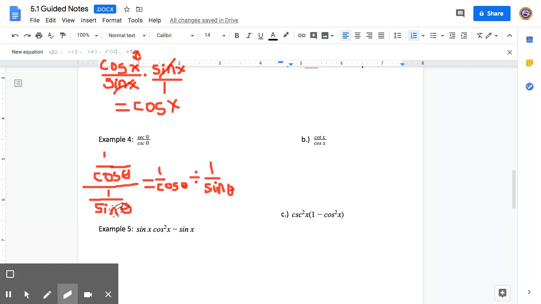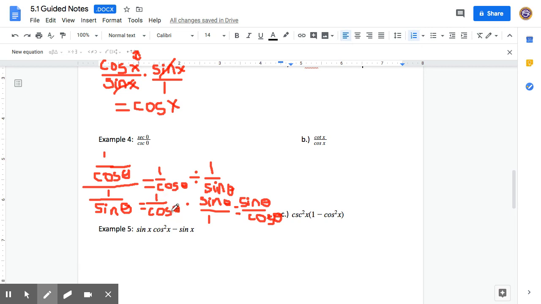So if you remember anything about dividing fractions, 1 over cosine divided by 1 over sine: change this to multiply, flip this one. So we get 1 over cosine times sine over 1. When we multiply 1 over cosine times sine over 1, we get sine over cosine. So that is 2 trig functions. Let's see if that equals anything.